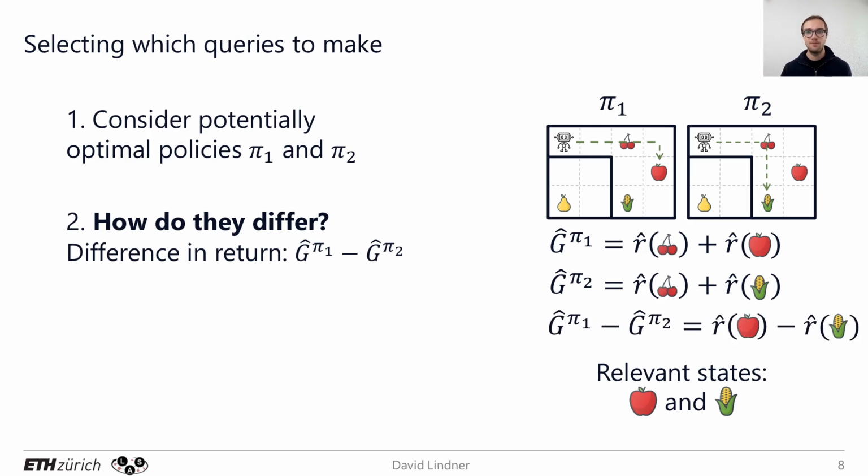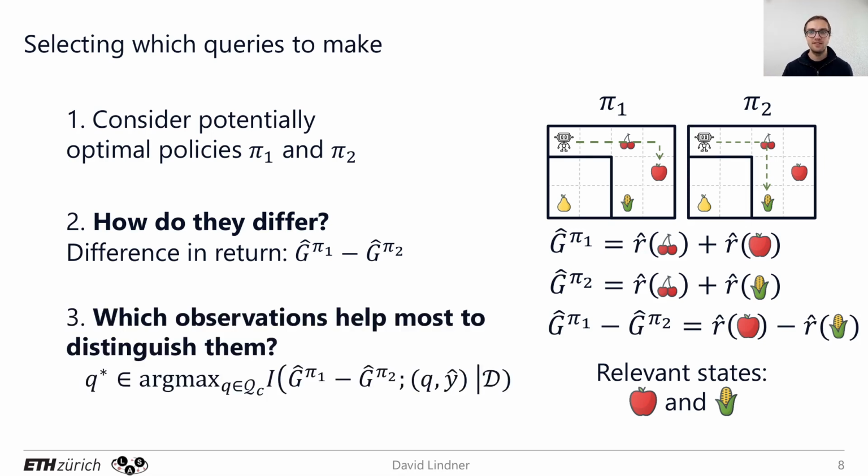The final step of our method is to select observations that help the most to distinguish the 2 policies pi1 and pi2, which we formalize using this information gain objective here. So by maximizing this information gain, we select queries that are most informative for distinguishing plausibly optimal policies, which is ultimately the objective of RL.